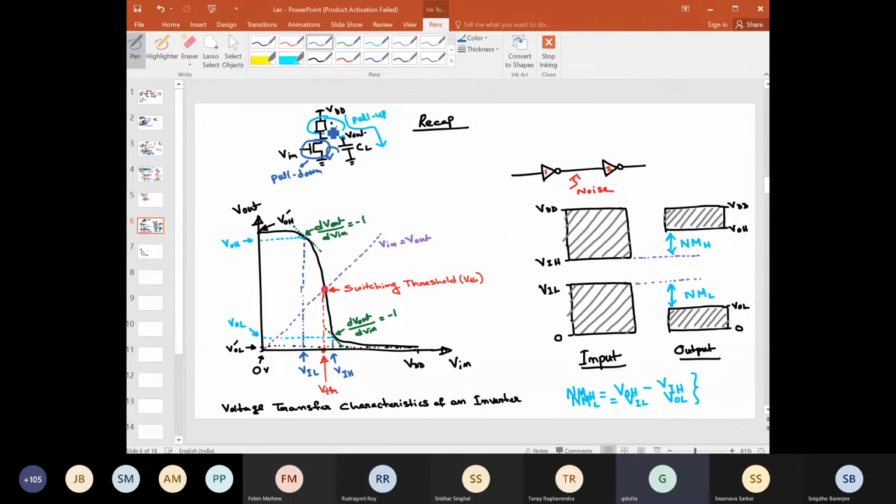So here we have said that this is load. This load may be a resistor. This load may be a transistor connected in a diode configuration, or this may be a depletion mode transistor. This may be another PMOS, right? It can be different things. But for yesterday's discussion, we started our basic discussion with the load as a resistor, right?